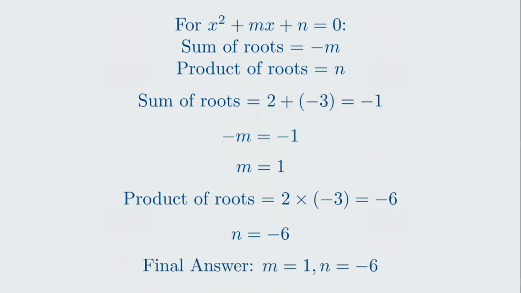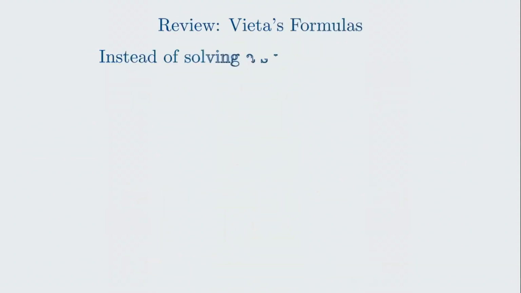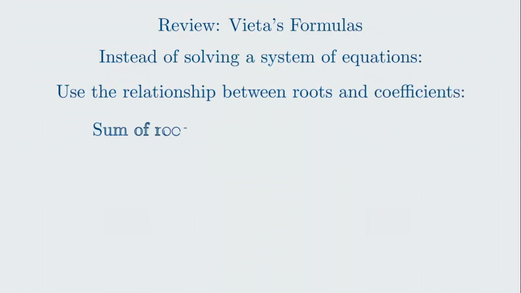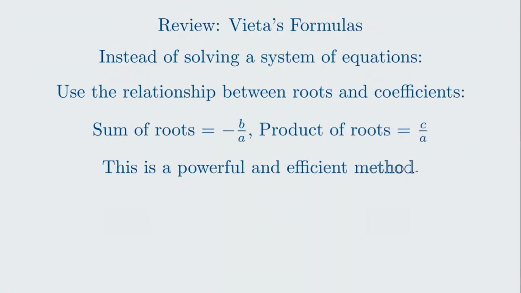This matches option D. Let's review. Instead of plugging in each root and solving a system of equations, we used the fundamental relationship that the sum of the roots of a quadratic is negative b over a, and the product of the roots is c over a. This is a powerful and efficient method for solving this type of problem.